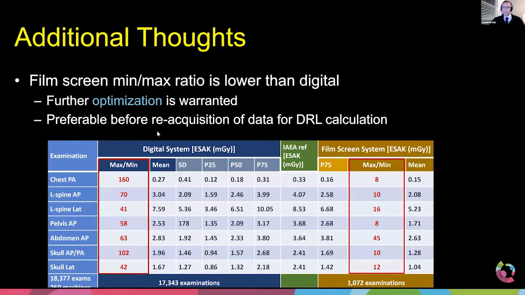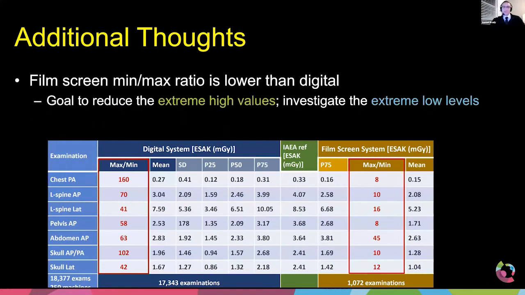Because remember, this whole third quartile, this DRL, is a value that's meant to help draw the line in the sand of where optimization should happen. So if all of the data is skewed, it's hard to say what needs to be optimized because all of it needs to be optimized. So the goal here is to reduce the extreme high values. There were some very extreme high values. We've got to reduce those as best we can. And luckily, you already have data. You kind of know which hospitals are at the extremes and which ones are at the lows.